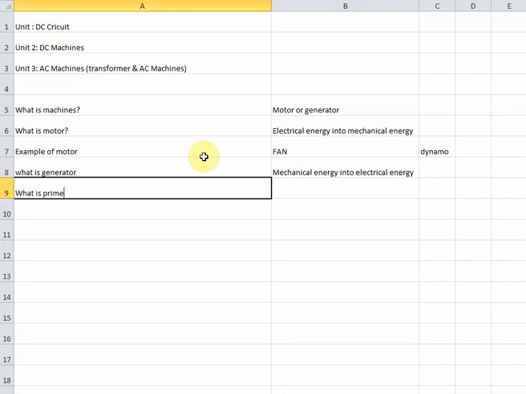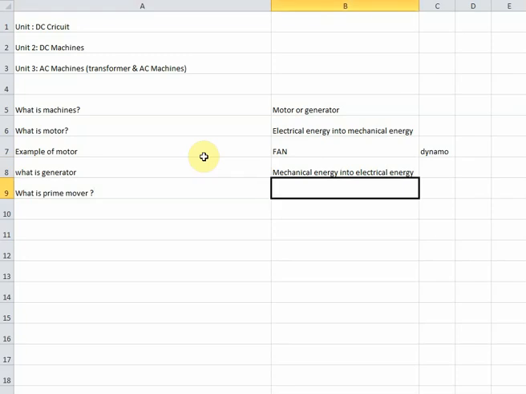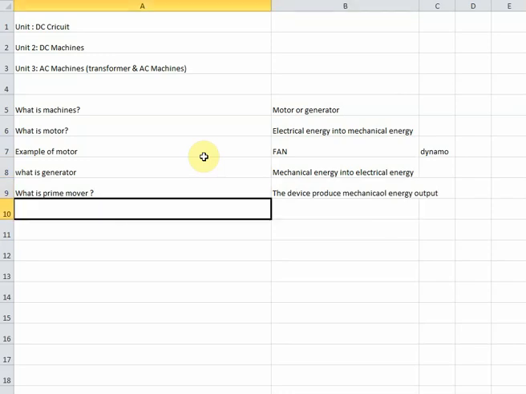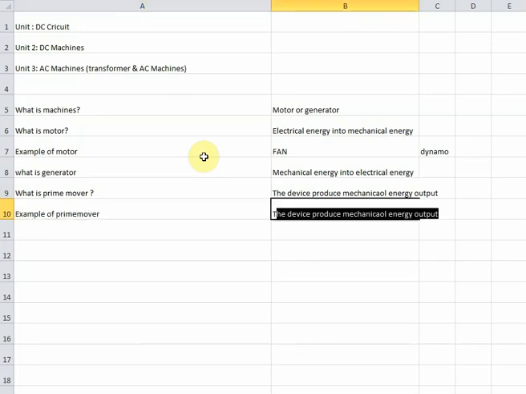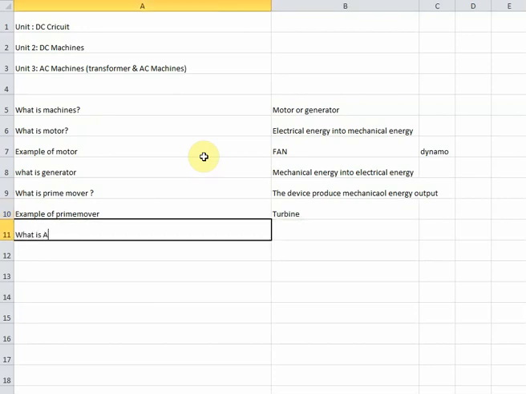Okay, then next question. What is a prime mover? A prime mover is a device that produces mechanical energy output. That is a prime mover. Then an example of a prime mover: turbine. Okay, what is an AC motor?